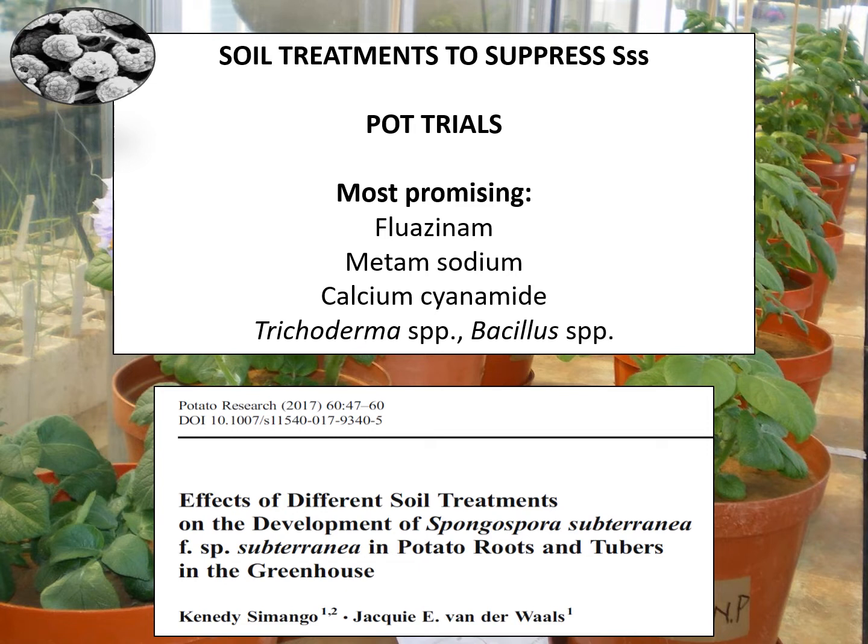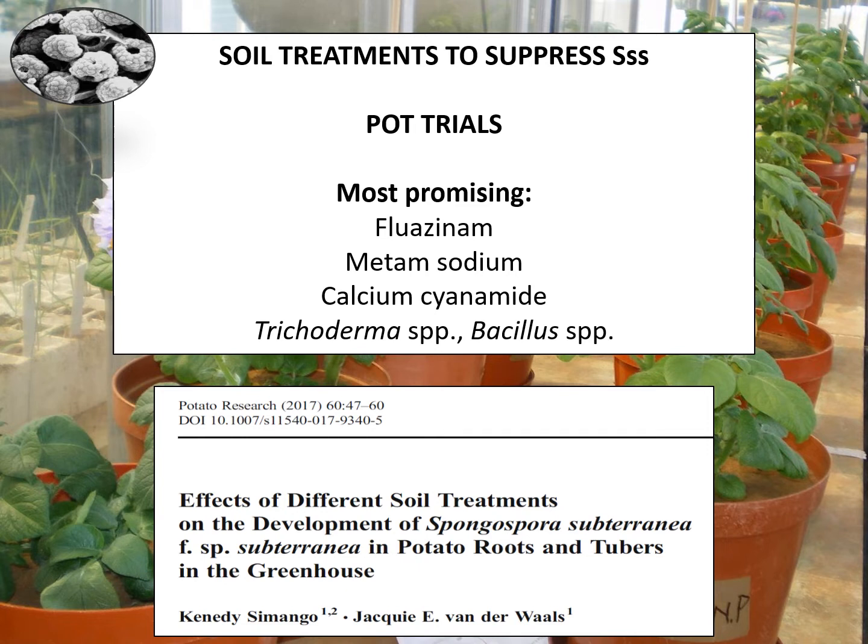In further studies, we also had a look at various soil treatments that could possibly be used to suppress Spongospora. This is available in an article published in Potato Research. We found that the most promising are still the chemicals such as fluazinam and metam sodium. However, we do know that these are going to be removed from the market not too long from now due to the European Green Deal. We need to start focusing on other products that can be used.